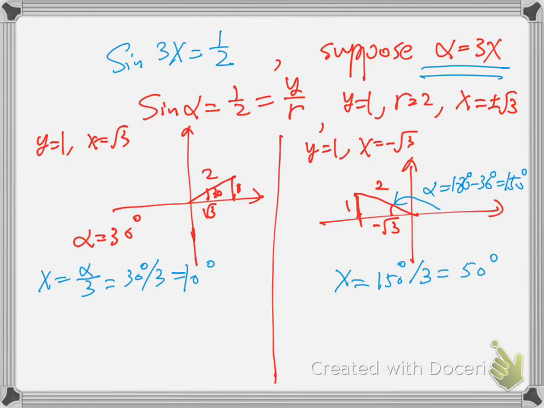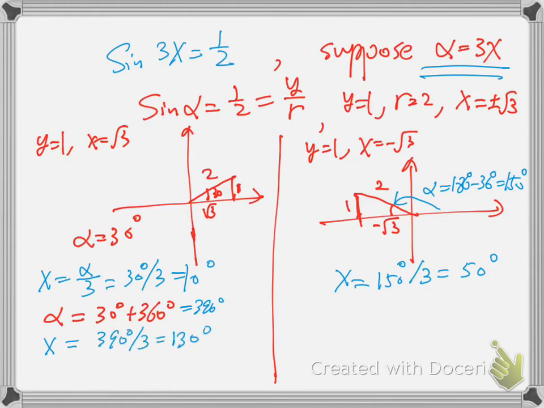But our question is to find all the solutions between 0 and 2 pi, so we may have more solutions. What's the next solution? We can add some rotations. So alpha is 30 plus 360, we have the same terminal side, same picture, same right triangle. This will give us a new x: the new angle, 390, divided by 3 is 130.